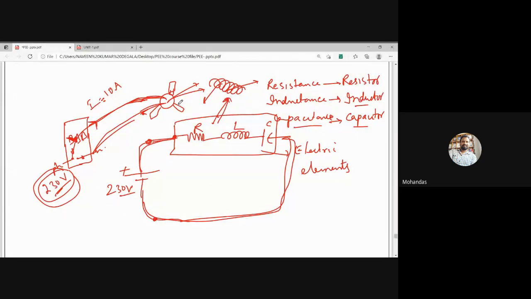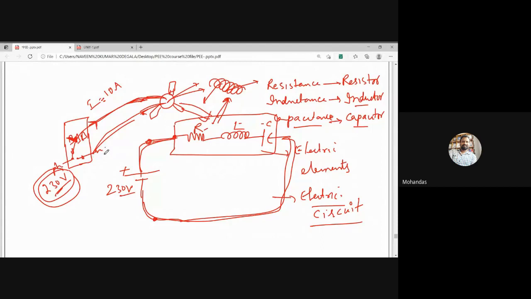And this is an equivalent circuit. The fan device is converted into electrical elements. What are those elements? RLC elements. That means this is known as an electric circuit. What is this? An electric circuit. So this is what an electrical circuit is, nothing but a practical situation.